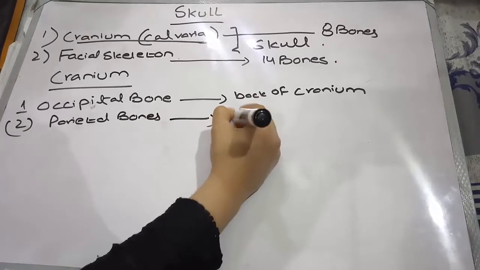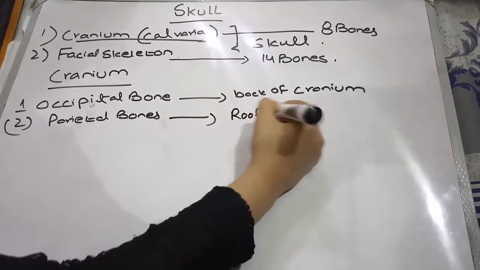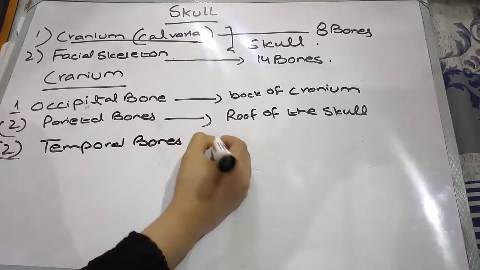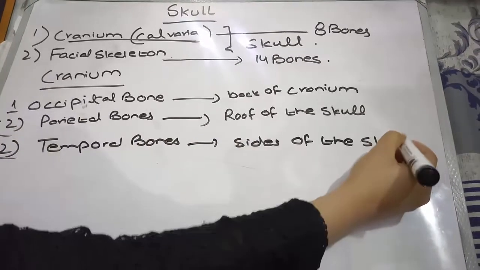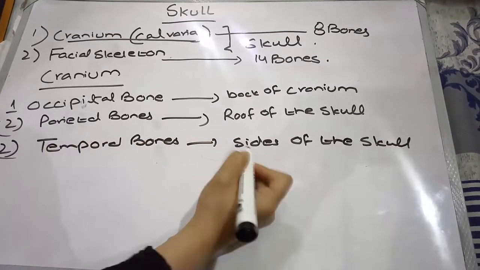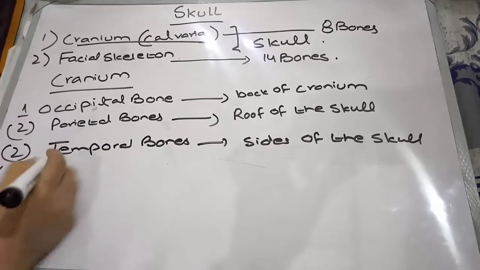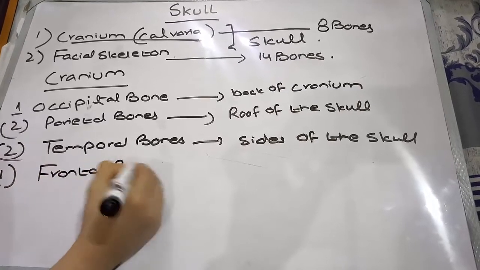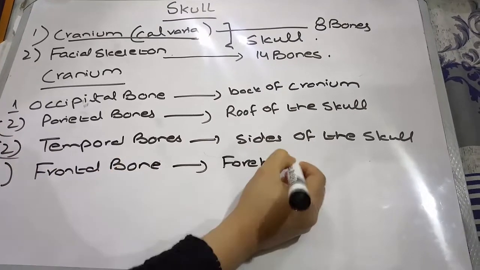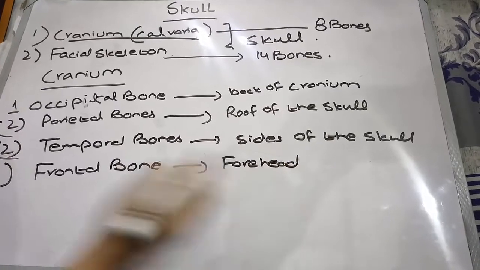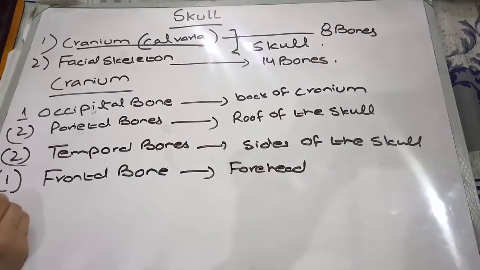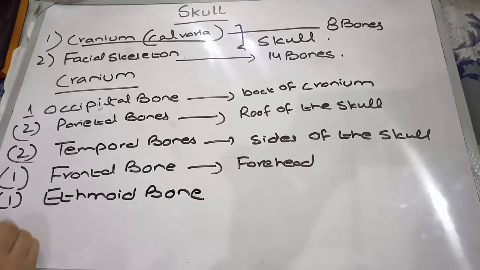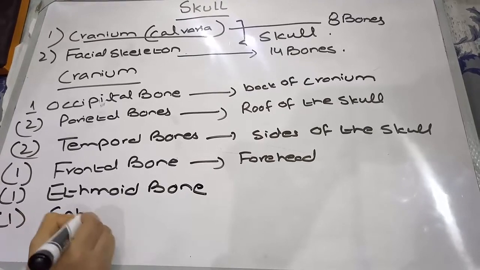Then we have two parietal bones. They form the roof of the skull. We have two temporal bones. They form the sides of the skull. One temporal bone is present on the right side and one on the left side. The front bone, which is known as the frontal bone, forms the forehead and the interior region of our orbital cavity. Then we have the ethmoidal bone and one sphenoid bone.